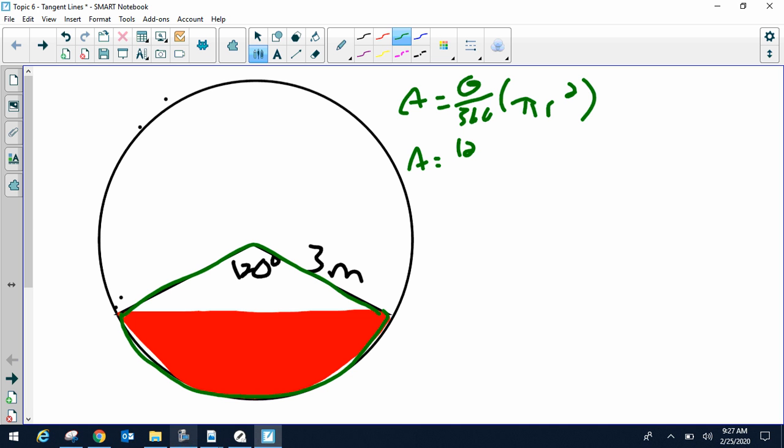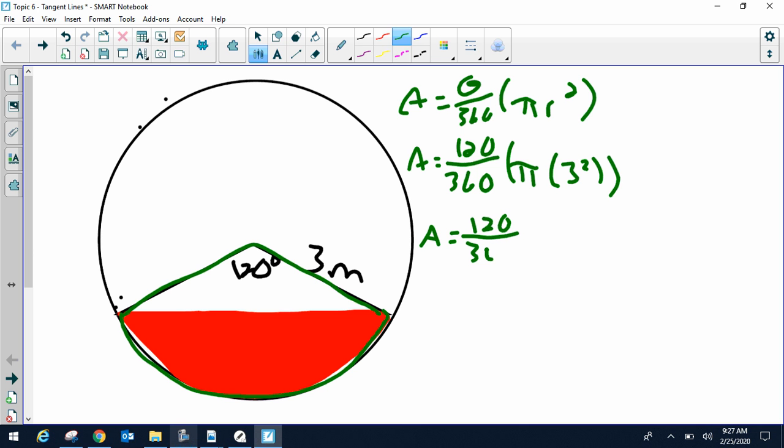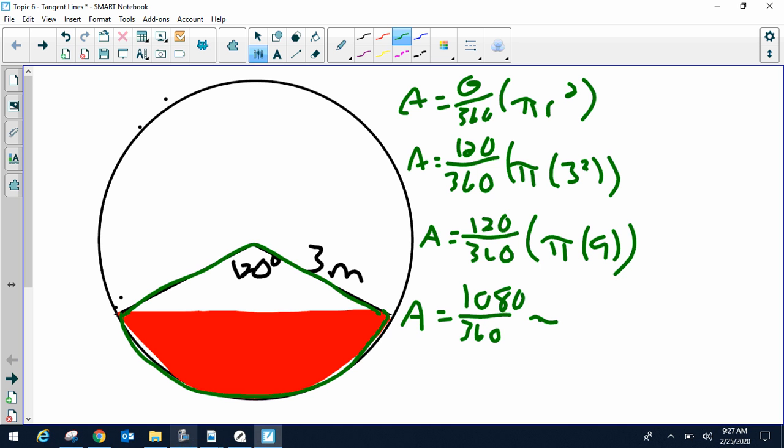Well, our theta would be 120 in this case. 3 squared gives me 9. 9 times 120 gives you 1080. And we're going to do decimals for this, so we're going to times it by pi and then divide it by 360, and you get 9.4. So the area of that green region is 9.4.